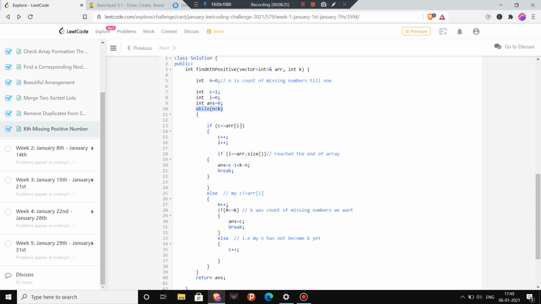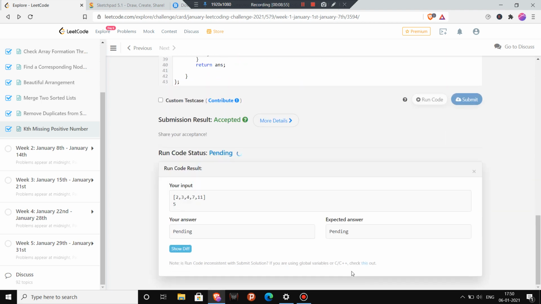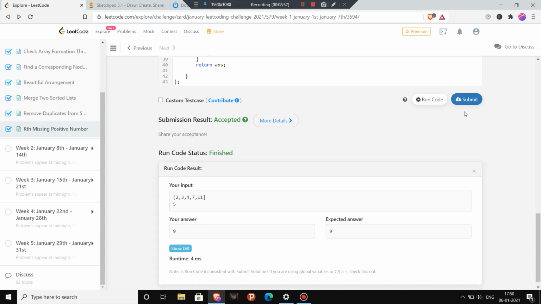Here, else, that is if my C is not equal to array of I, then if n is equal to k, where k was the count of missing numbers we want, we will put C into the answer and break, and this will be returned. Else we only increment our C. So running this code and checking if it runs fine. Now submitting it.